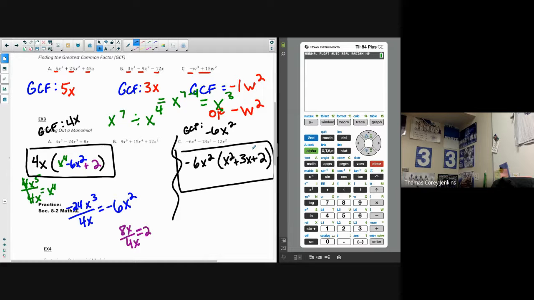Now, the last thing I would say is, if you're pretty good at multiplying, that's how you can check your answer. If we multiply through with a negative 6x squared, this should be our answer. That's how we know if we've made an equivalent expression or not.